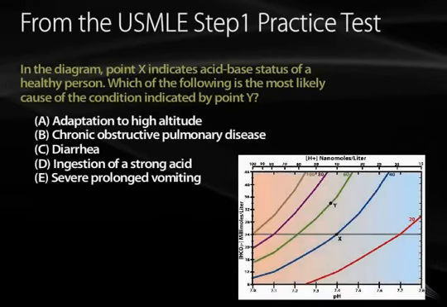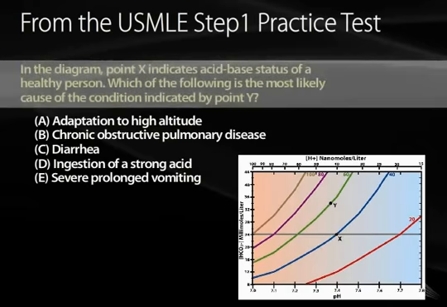Here we have a Davenport diagram. Davenport diagrams provide a relationship between blood pH, concentration of bicarbonate, and PCO2. Let's walk through this question. In the diagram, point X indicates acid-base status of a healthy person. You can see the pH is in the normal range, the PCO2 is at the normal level, and the serum concentration of bicarbonate is also at the normal level.